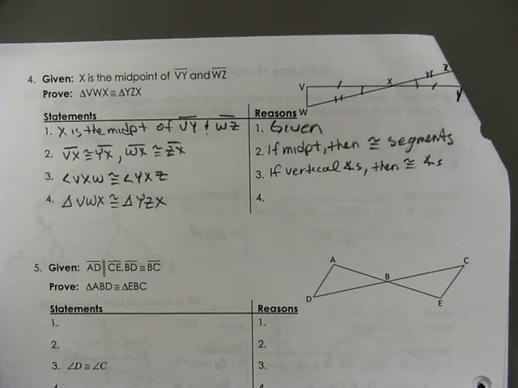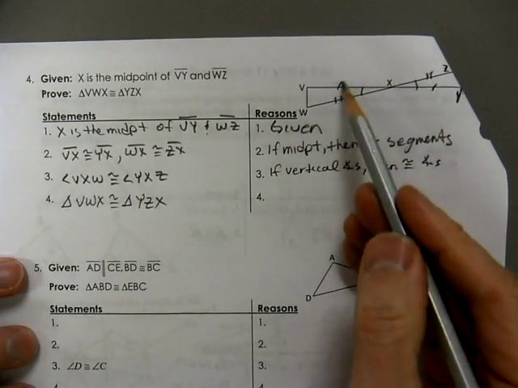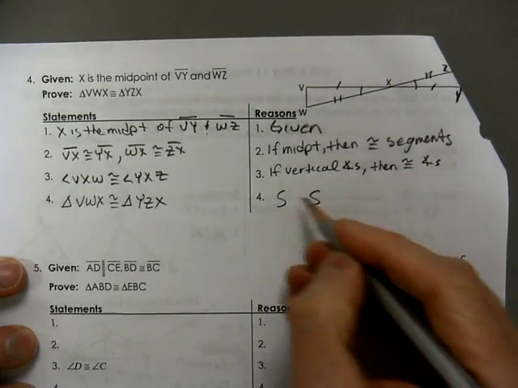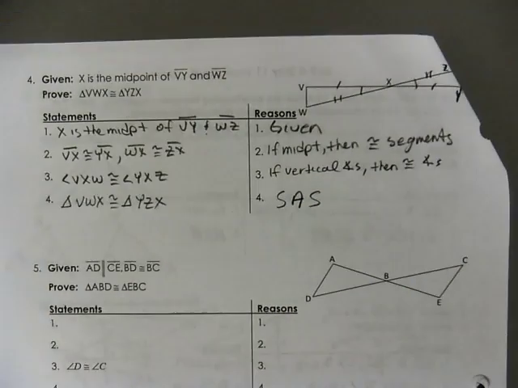And what's the method that we're going to use to prove them congruent? It has to be one of our 5 ways. We got 2 sides and the angle in between it. 2 S's with the angle in between it.